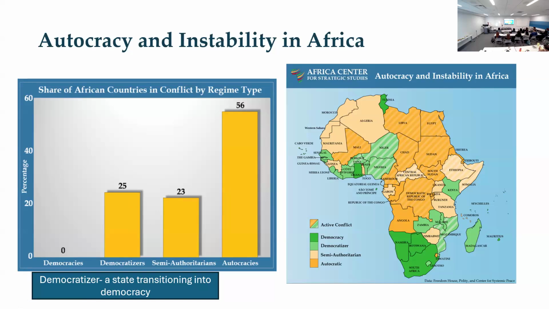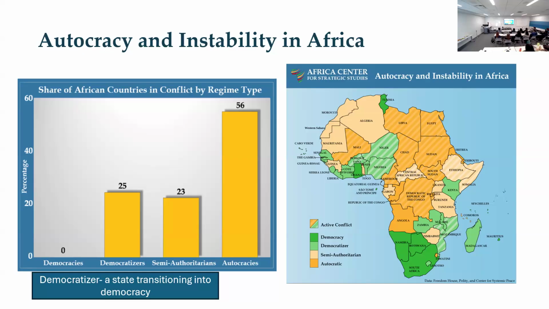here's what you'll see. Here's a map. And this map shows where you have democracy in green. A democratizer is a country that's kind of shifting into democracy. And you have semi-authoritarian governments and you have autocratic governments. And if you just look at the share of African countries in conflict by regime type, look who has the conflicts. Who has the conflicts are the autocracies, where people don't have a voice, right?